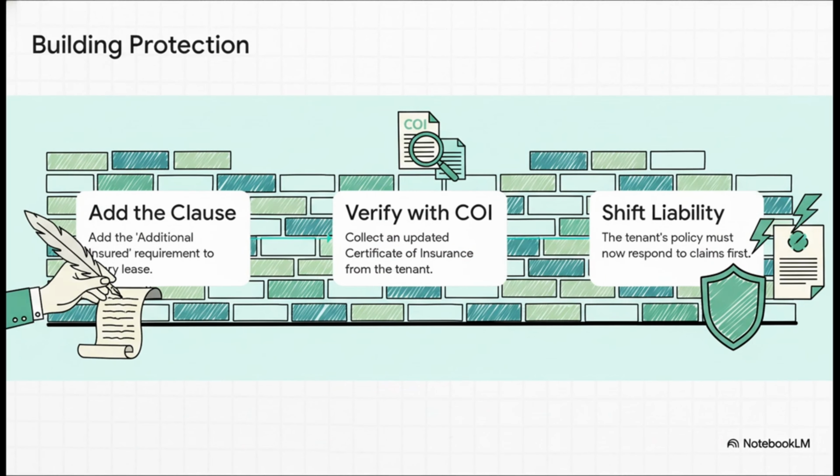Think of it this way. This one clause builds a fortress around you. Step 1, you bake this additional insured clause into every single lease. No exceptions. Step 2, you get proof. You require an updated certificate of insurance from them when they sign and every time they renew. And what's the result? Well, now, when something happens because of their business, their insurance has to step up to the plate first. It defends you, and it keeps your own policy's claims history clean.